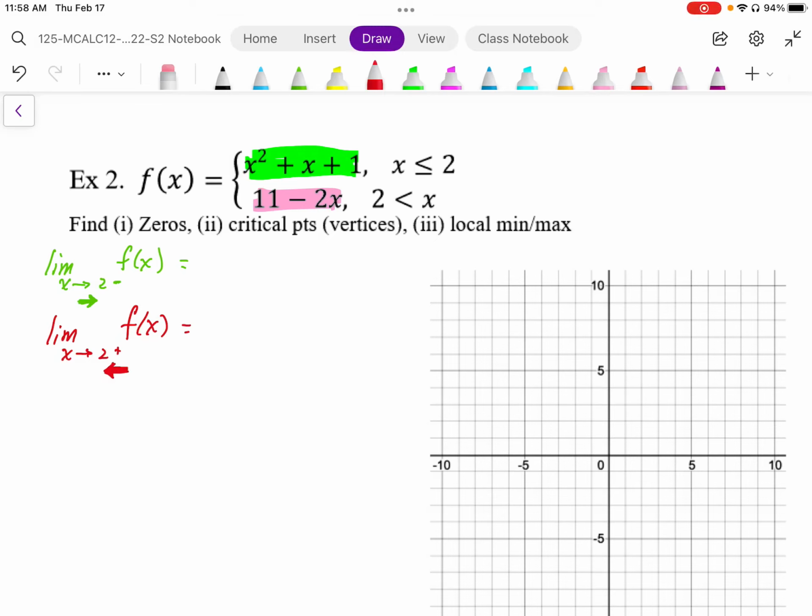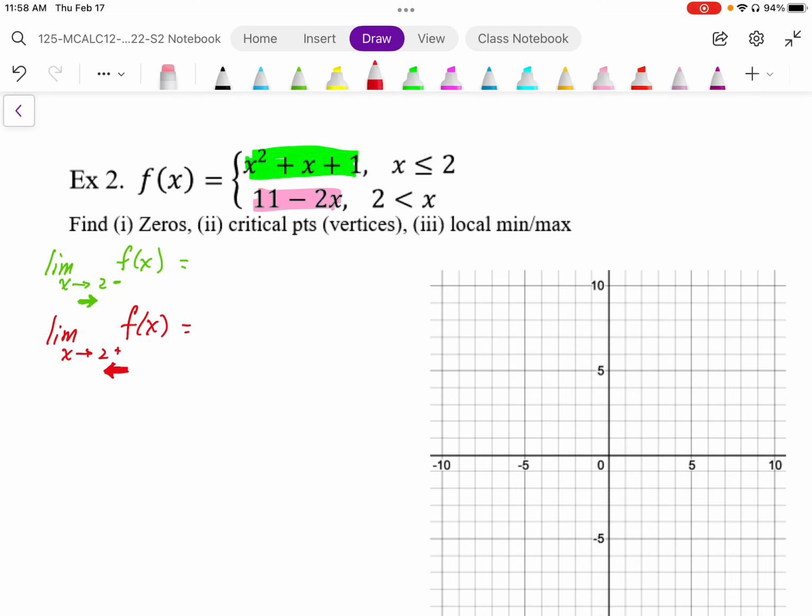Looking at a piecewise function, we want to see how we analyze it. Really, the key point is the point at which it goes from one function to the other. That's something we need to look at. In fact, the first thing we're going to do is check for continuity.